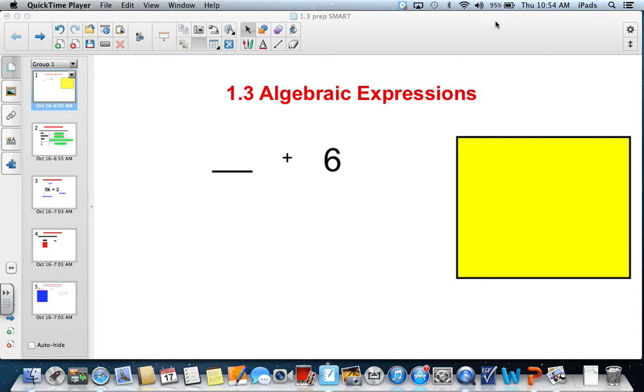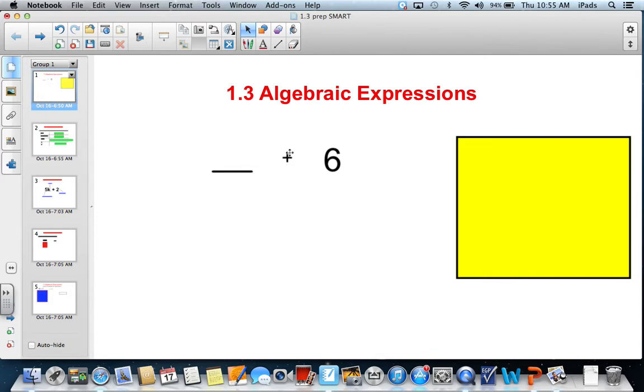Section 1.3, Algebraic Expressions. You've probably done something like this in the past where you've had an addition question where you've just got a blank, something plus 6. And you'd be able to, from there, tell me what something plus 6 was. People hear the word algebra and they start to get upset or scared, because algebra is supposed to be really difficult. But it is a basic thing where you're just filling in the blank.